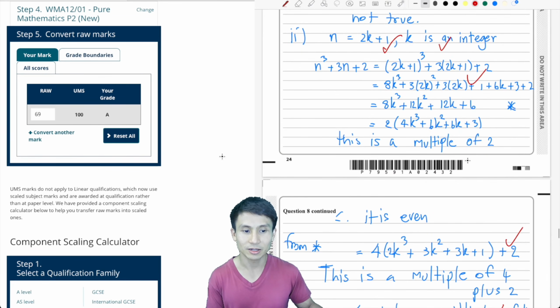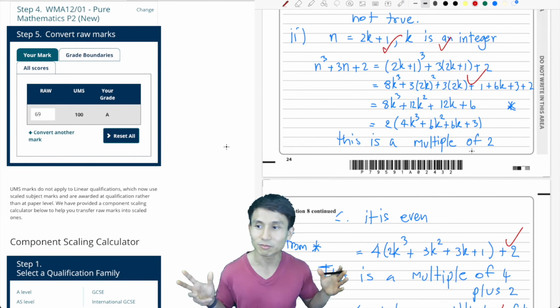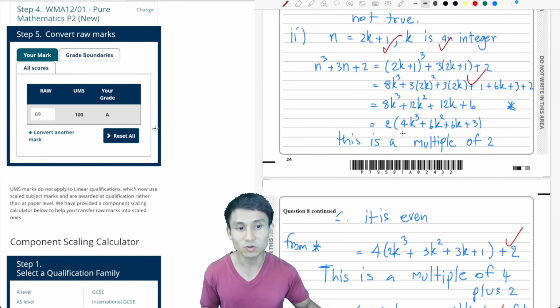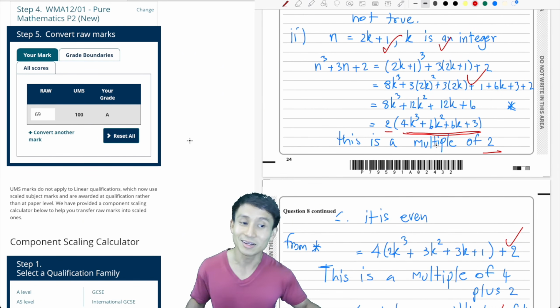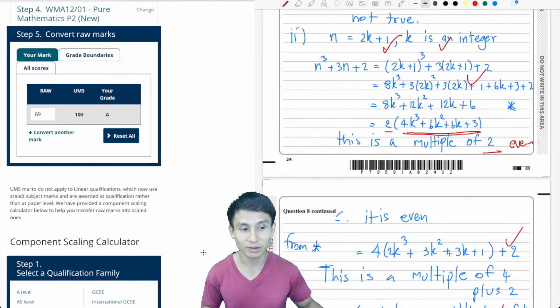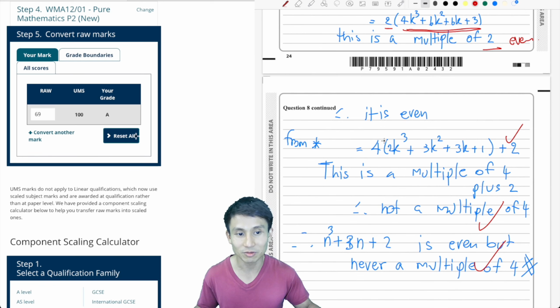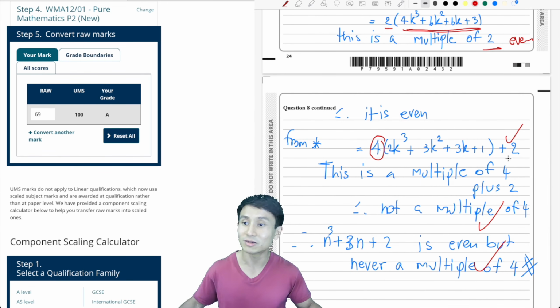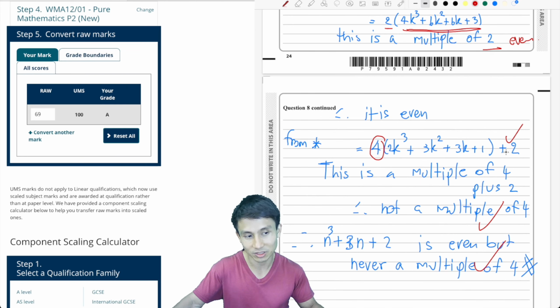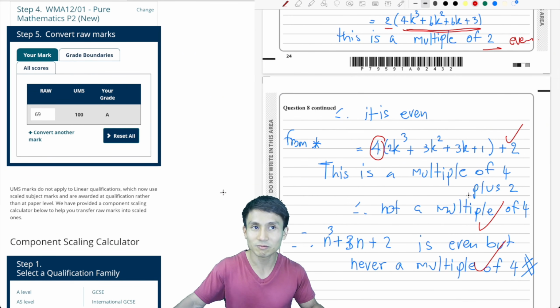So the key trick here for proving that something is a multiple of something or not is that when you can factorize, let's say a multiple of 2, if you can factorize 2 out and you can write 2 times some integer here, that means it is a multiple of 2 and hence even here. But if you factorize some number out, in this case 4, and you have a remainder, so to speak, outside the first term, it is a multiple of 4 plus 2, which is not a multiple of 4. If you didn't know this, then you should, because that's how we prove whether a number is a multiple of something or not. That's how you prove it.